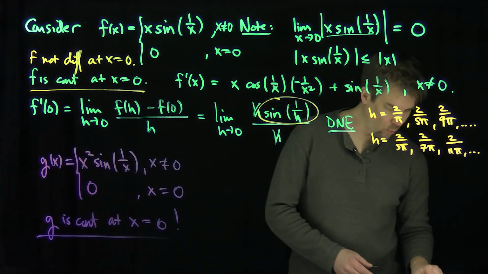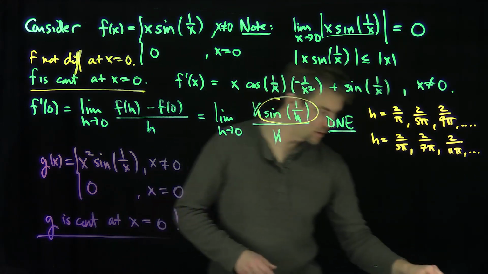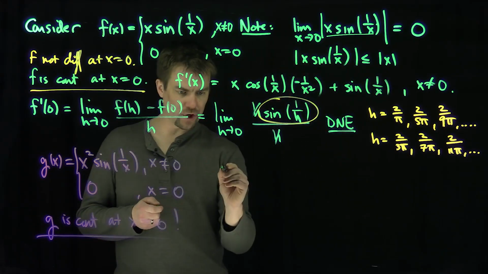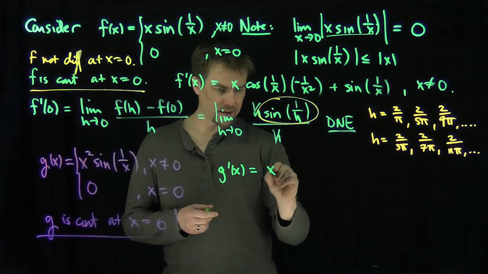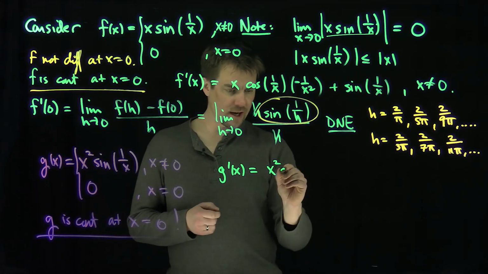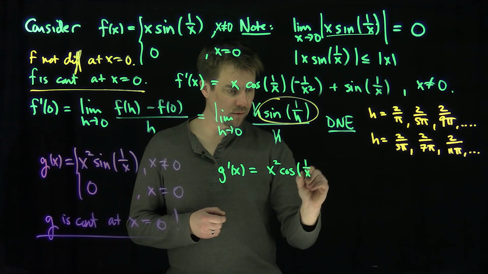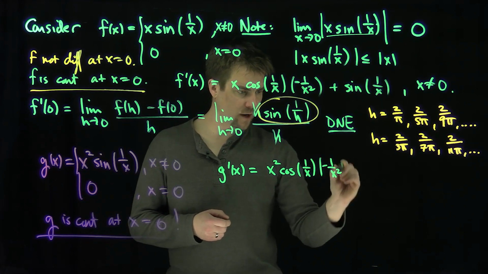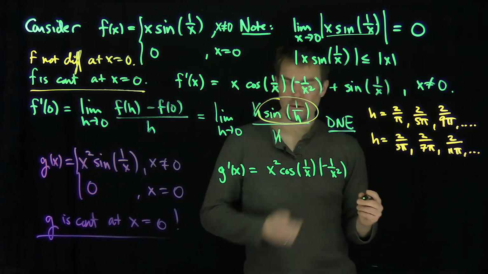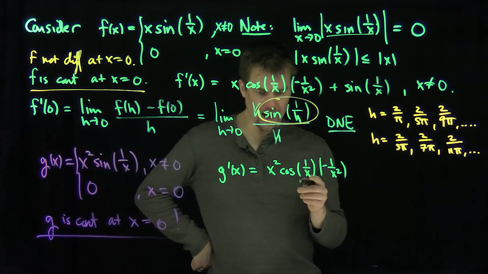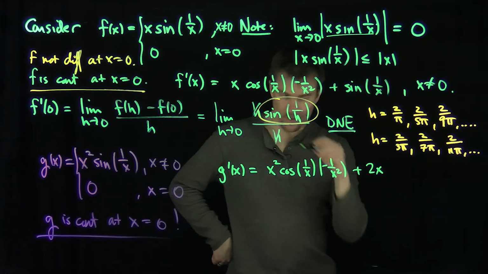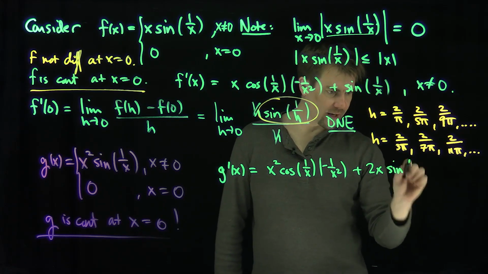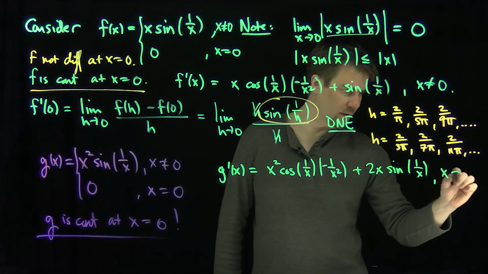And let's compute the derivative away from 0. So what's the derivative away from 0? The derivative away from 0, so g prime of x, if x is not equal to 0, is going to be x squared times the cosine of 1 over x times negative 1 over x squared. And then over here, I have a plus 2x times the sine of 1 over x. So that's the derivative if x is not equal to 0.